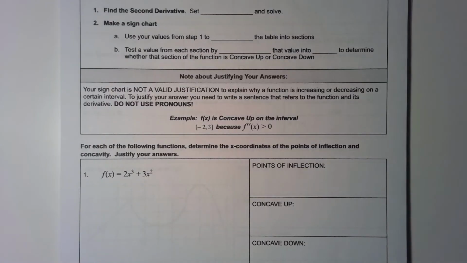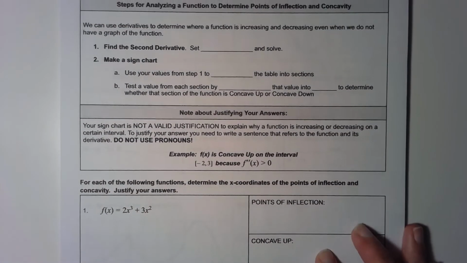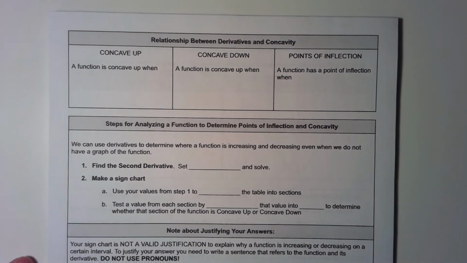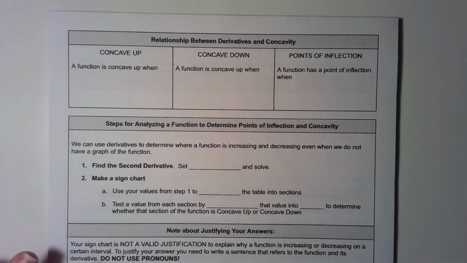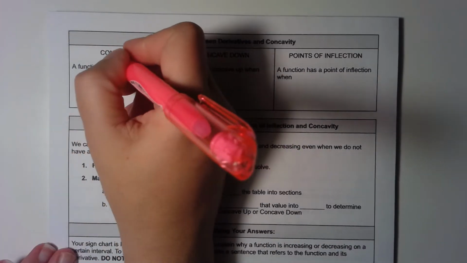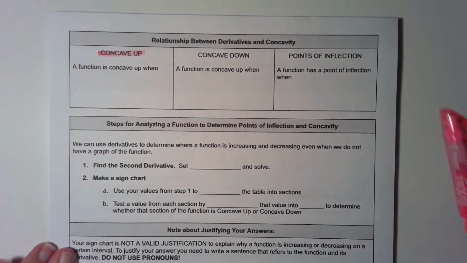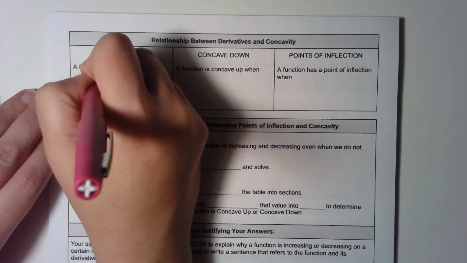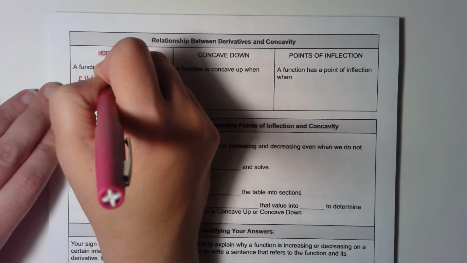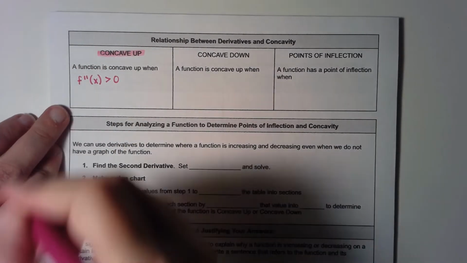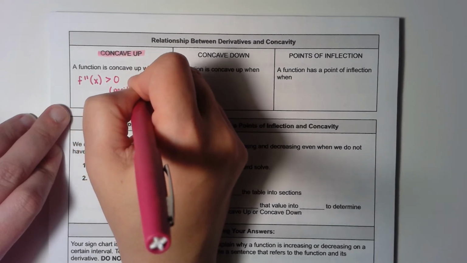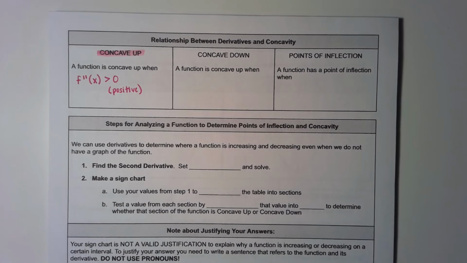So let's see if we can define this in terms of the derivative. So what is the relationship between derivatives and concavity? A function is going to be concave up when the second derivative is greater than 0, so is positive. So we can tell that a function is concave up when the second derivative is positive.